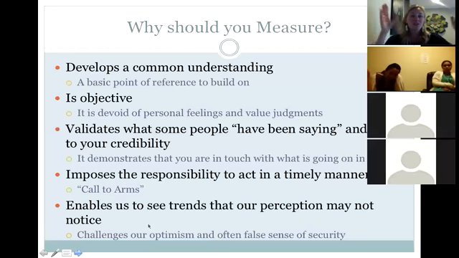We want to reduce the no-shows. We want to reduce the cycle time. We want to maximize our visits. We want to increase patient satisfaction, whatever it is. You have to have a common understanding and a basic reference point so everybody can see it and agree to it. It has to be objective.